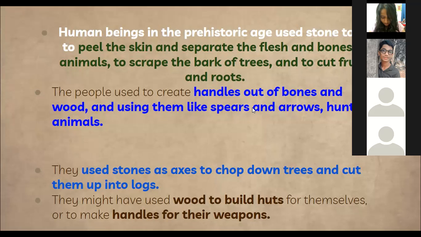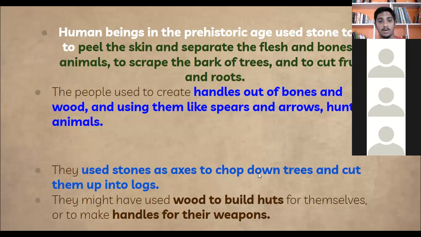Okay, anyway, I'll continue. They also used these tools as axes. They made the axe out of stones to cut down the trees and make them into small pieces so that they can easily use them for cooking and everything. They can usually put the logs in the stove.